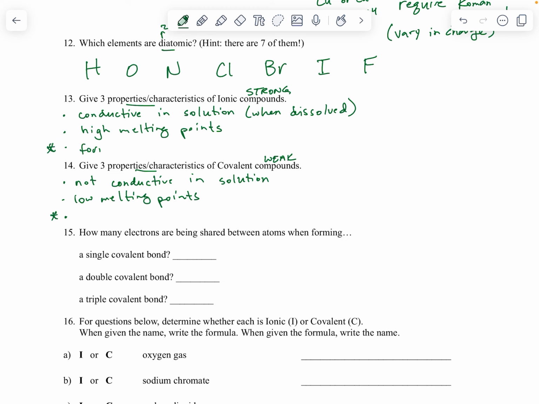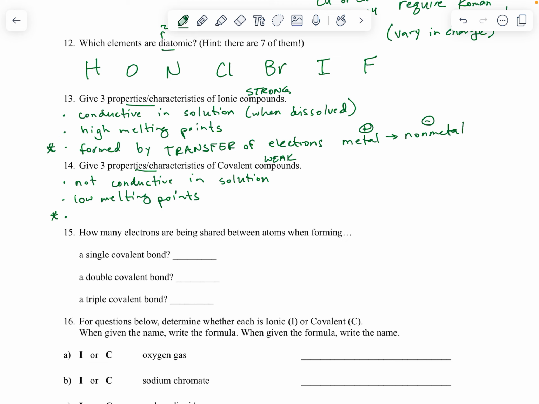formed by transfer of electrons, right? From metal to nonmetal, right? That's why we get the positive and the negative ions that form, right? Ionics are formed by creating ions, right?